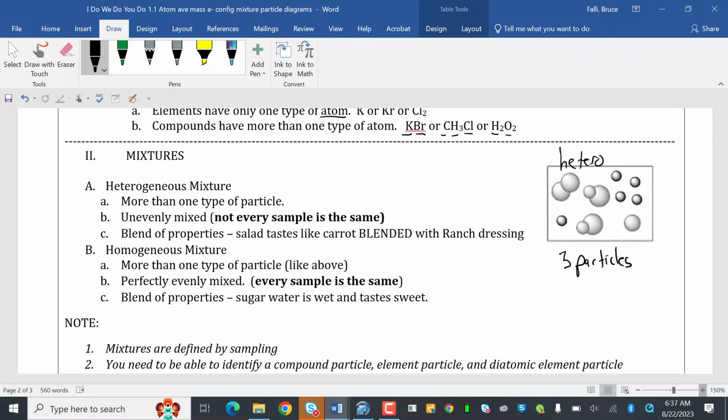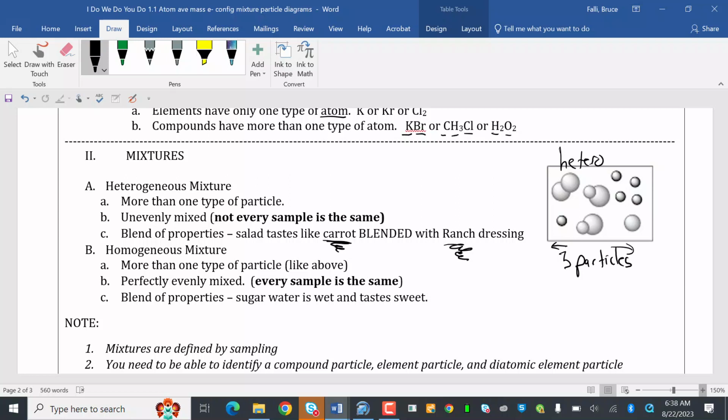So notice if I just drop a line right down here, do you see how the left side is different from the right side? Okay. Now what's hard about that is it's got to be any sample. So if you're heterogeneous, not every sample is the same. There's a blend of properties, like a salad that tastes like a carrot blended with ranch dressing. Okay, that means when I do that, I taste carrot, carrot, crunchy, crunchy. I taste ranch dressing, perhaps the greatest taste ever made on earth. So there's a blend. You taste both of them.